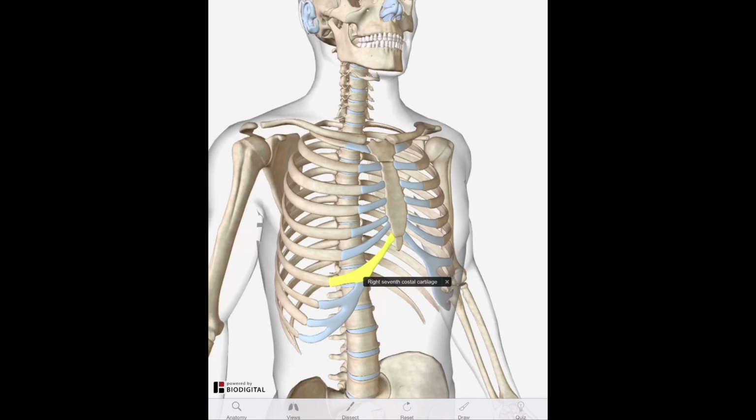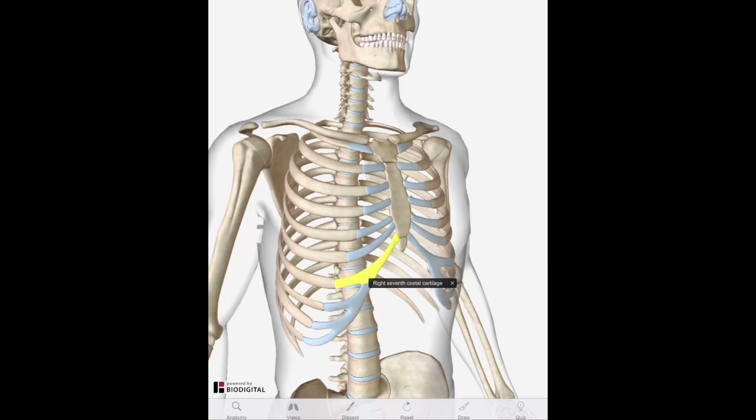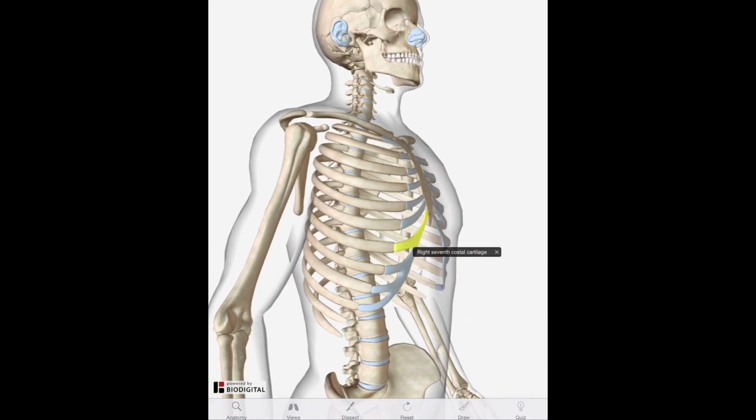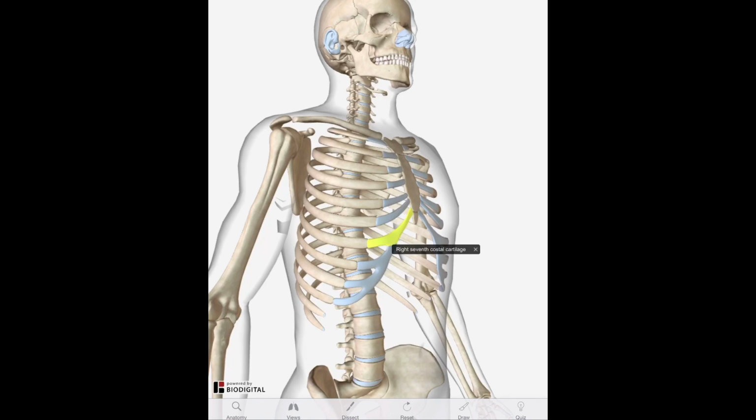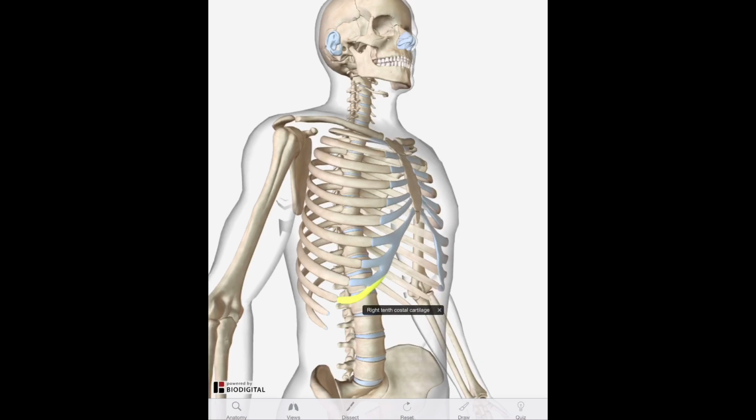The next 3 ribs, 8th, 9th and 10th, articulate with each other through their costal cartilages. 8th rib, 9th rib, 10th rib, they articulate with each other through their costal cartilages. 7th costal, 8th costal, 9th costal and 10th costal.